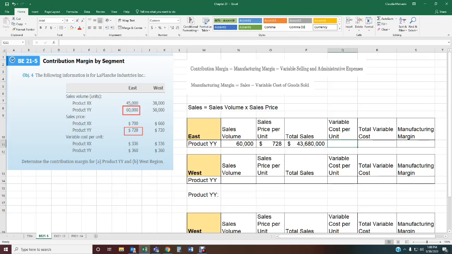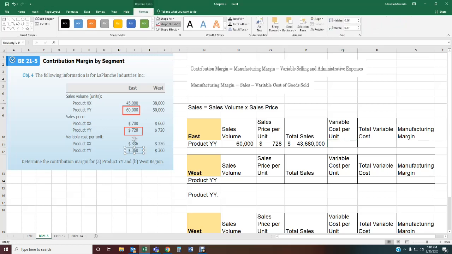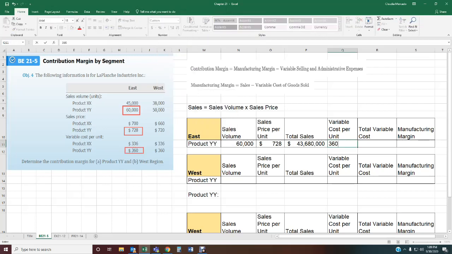Now, I need to figure out my variable cost per unit. My variable cost per unit is provided to you in the problem, and we're looking at product YY. My variable cost per unit is $360. So I'm going to do $360 here.